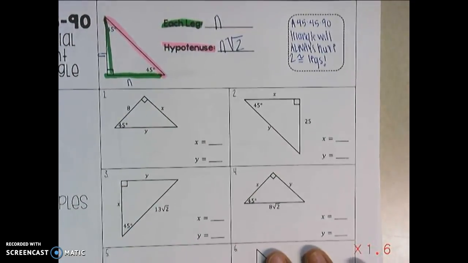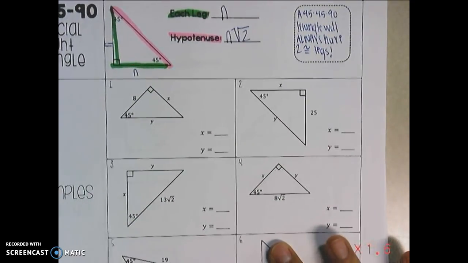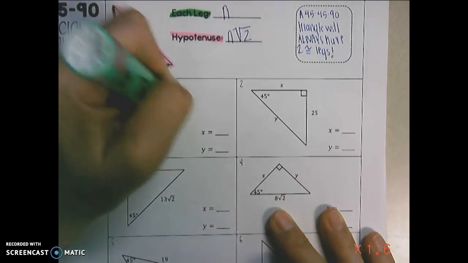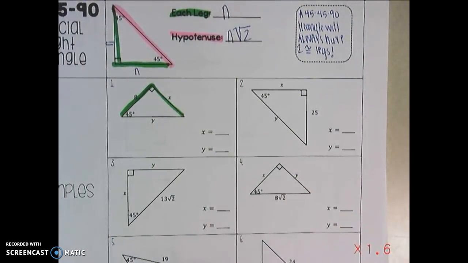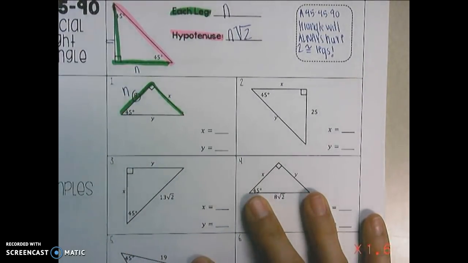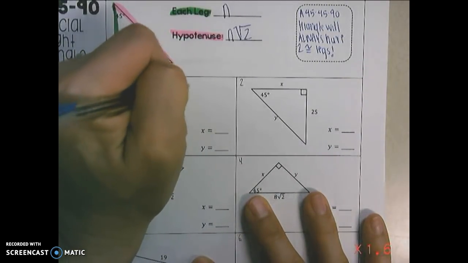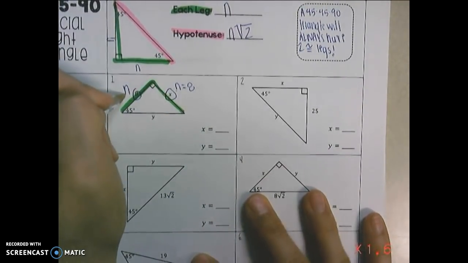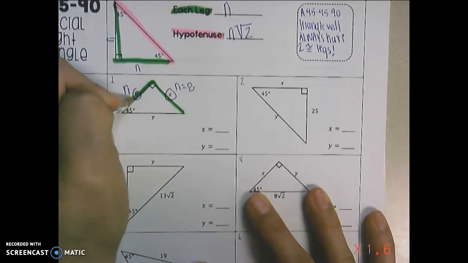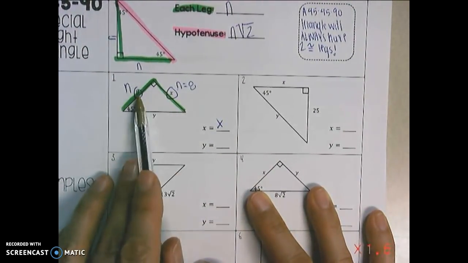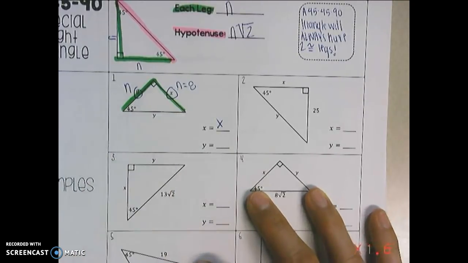Okay, so let's worry about how we find these. Again, I'm going to highlight my two green ones. And this is N. And look, they tell me N is 8. And there's X, which I need to find. But I know that N is equal to 8. And if this N equals 8, then I know that X has to equal 8. The legs are congruent, so if you know one leg, then you know the other leg.